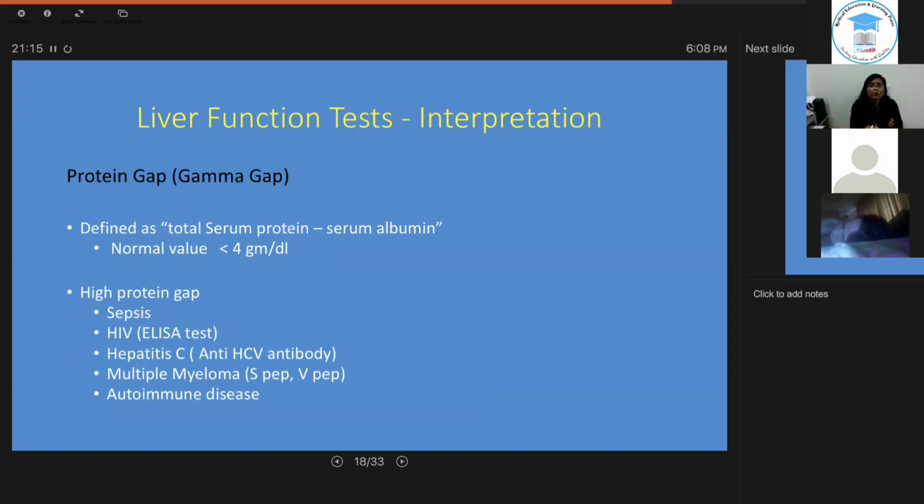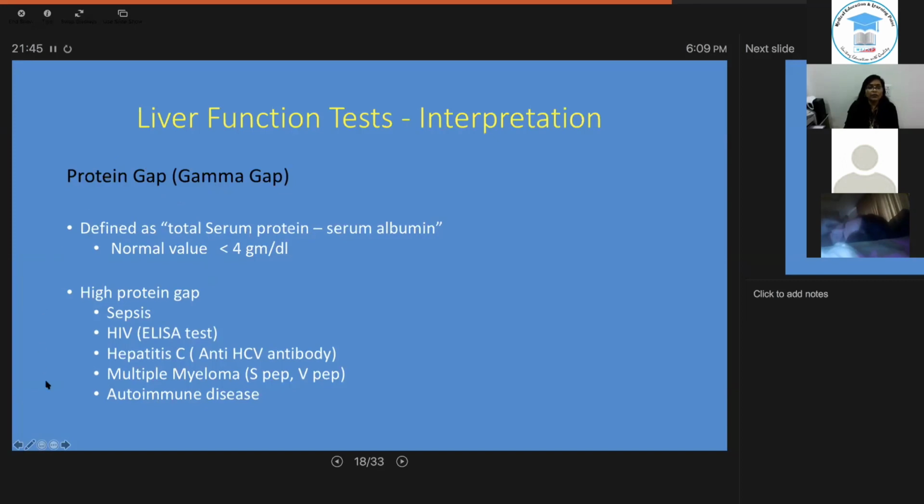We talk about generally low albumin, but now there is another important parameter which is known as protein gap or gamma gap. What is that? When we subtract albumin from total protein, normally this value should be less than 4. So if this value is more than 4, what should we suspect? Because if this fraction is more, that means the person has more gamma globulin.